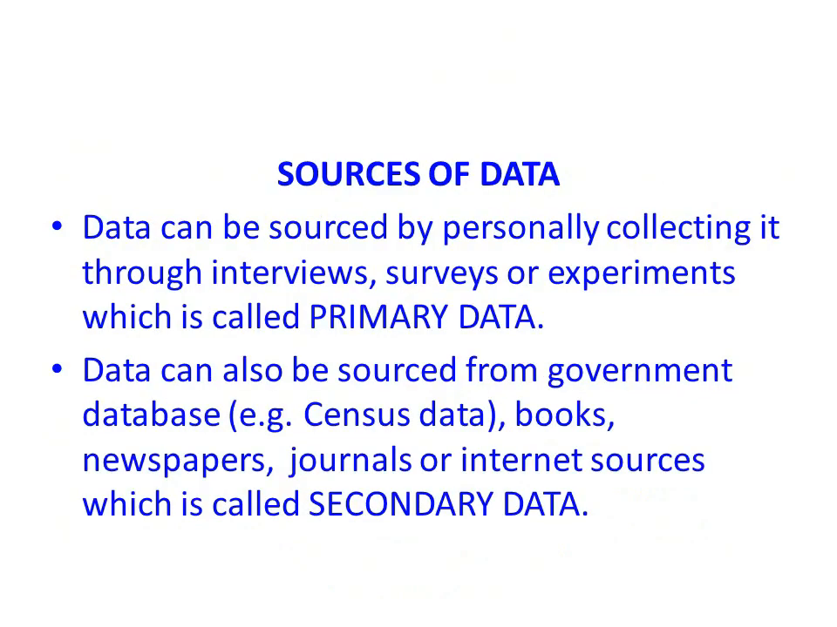Sources of data. Data can be sourced by personally collecting it through interviews, surveys or experiments, which is called primary data. Data can also be sourced from government database, example, census data, books, newspapers, journals or internet sources, which is called secondary data. In order to extract meaningful information from the data through statistical analysis, you must have a thorough understanding of the different types of data. Let us have a look at the different types of data.